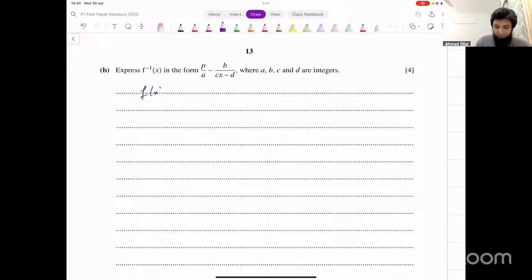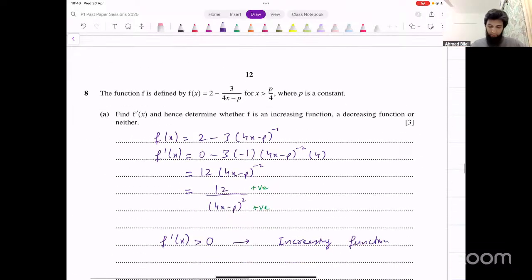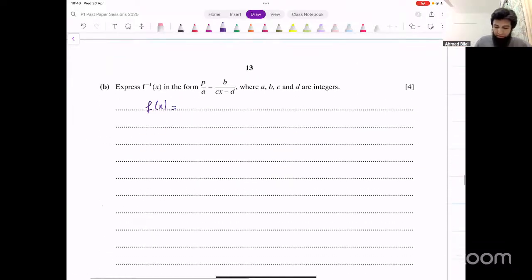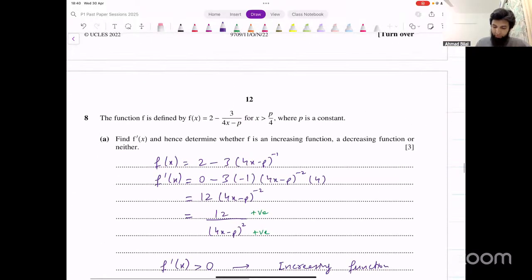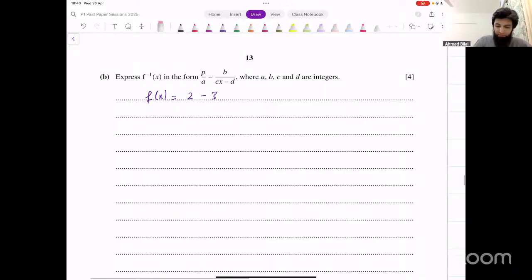You've got f of x. What's f of x going to be equal to? f of x is equal to 2 minus 3 over 4x minus p. That's f of x. 2 minus 3 over 4x minus p. And the domain that we're given is x greater than p over 4. That's the domain that we're given. How do you find the inverse of this?